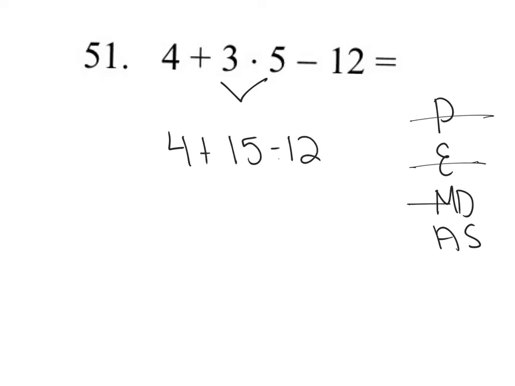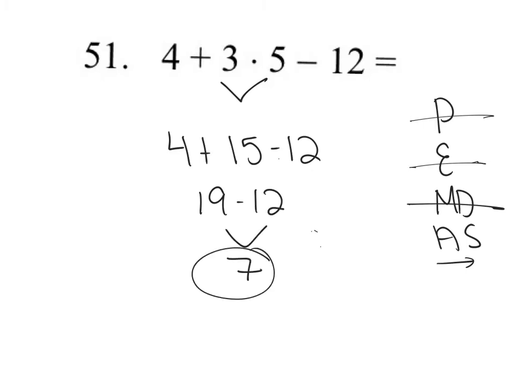Okay, so we have no multiplication, so we have adding and subtracting, and those go left to right. So 4 plus 15 is 19, and then you can do 19 minus 12, which is 7. So the answer for 51 is 7.